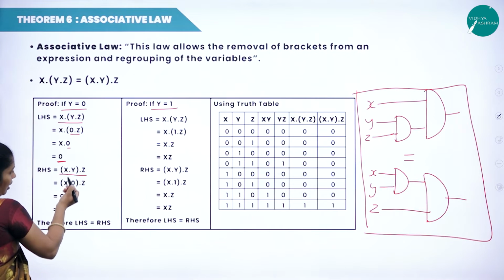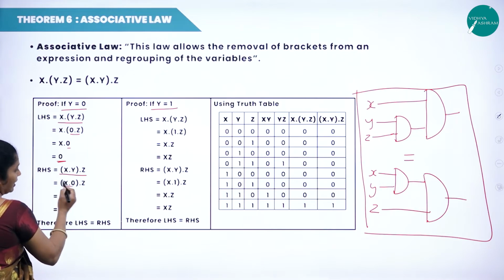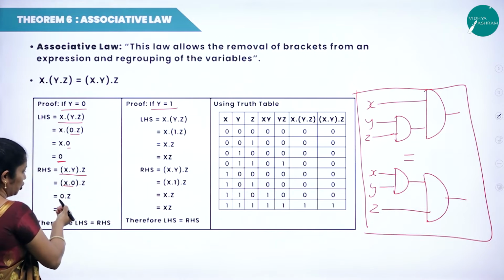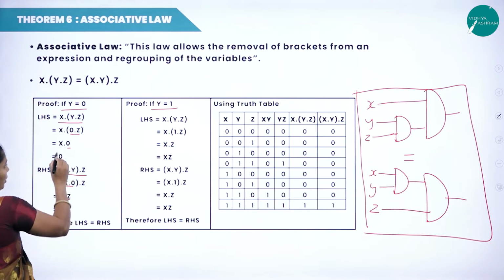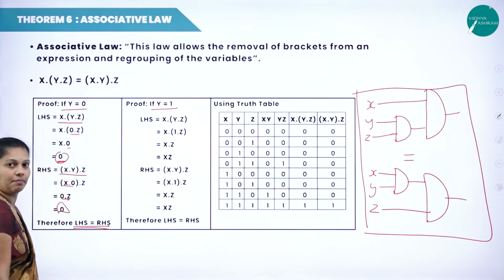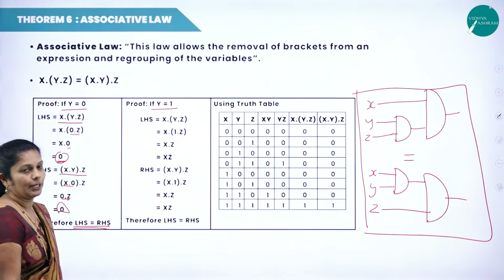Now here, I am substituting y equals 0. That's why x into 0 into z. Once again, x into 0 is nothing but 0 only, then z. 0 into any variable is 0 only. Therefore, the right hand side value is the same as the left hand side value.